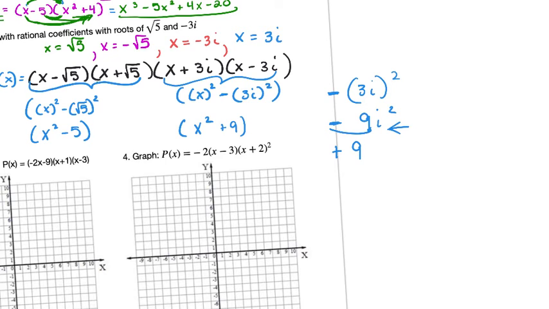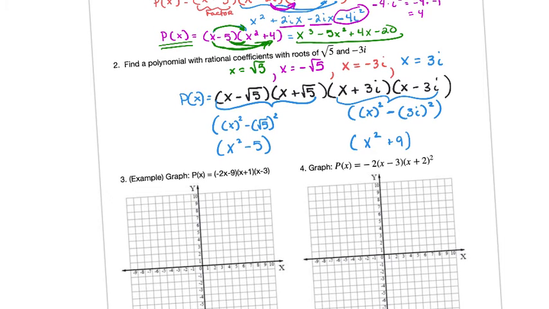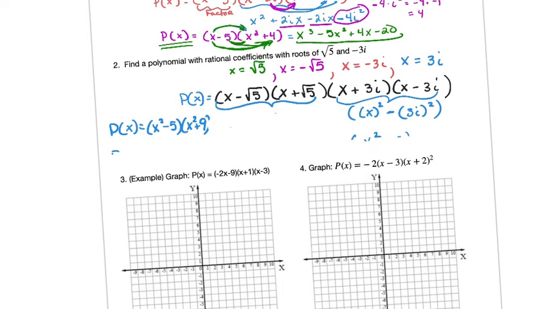Okay, I should move them closer together to make it look nicer and neater, so I'm going to do that right here. So p of x, we have now simplified to this x squared minus 5 and this x squared plus 9. I'm going to erase some of this so we got a little space. And so now I just have to multiply those two together, and let's go ahead and clean the whole thing up.